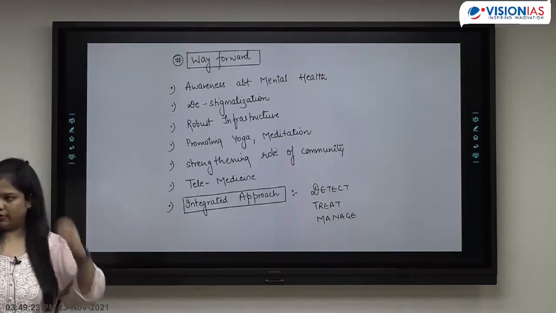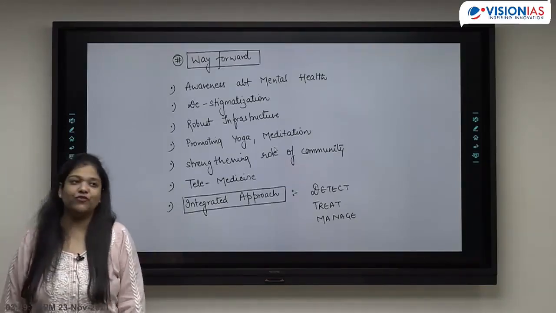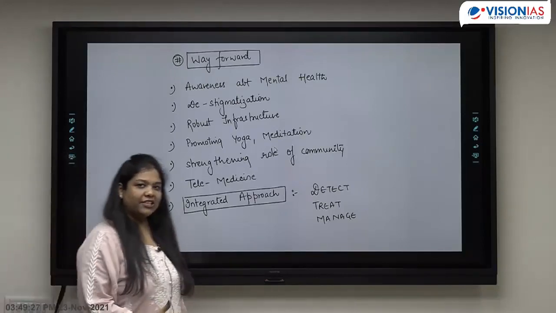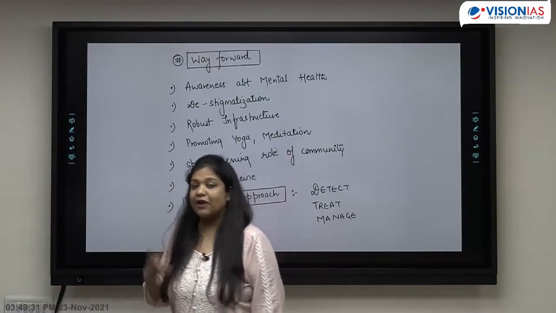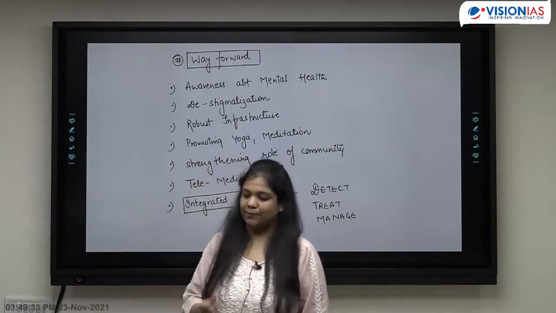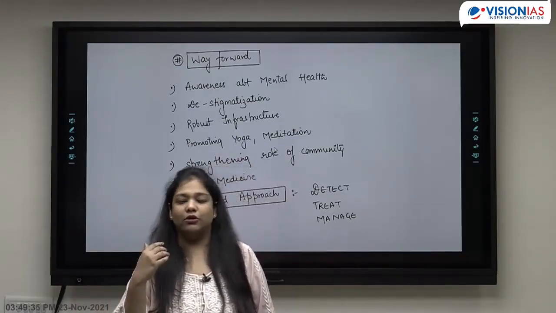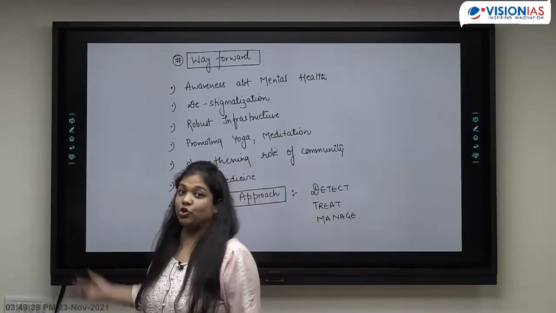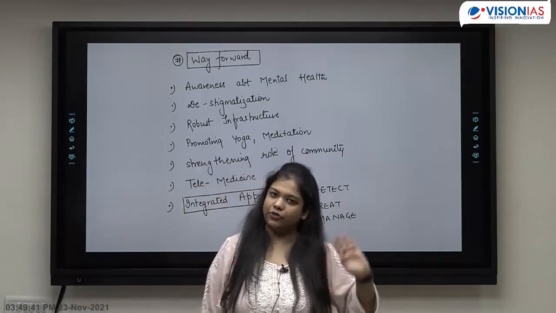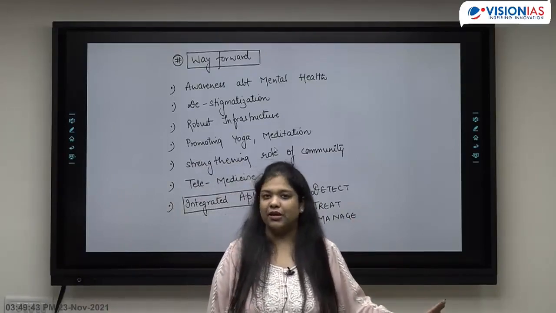So overall, in general, what needs to be done? First and foremost, charismatic personalities should come forward and lend their voice to the cause in order to create awareness with respect to mental health. Then, as I've already told you, depending upon your target population, because mental health is not specific to urban areas, it is penetrating rural areas as well.